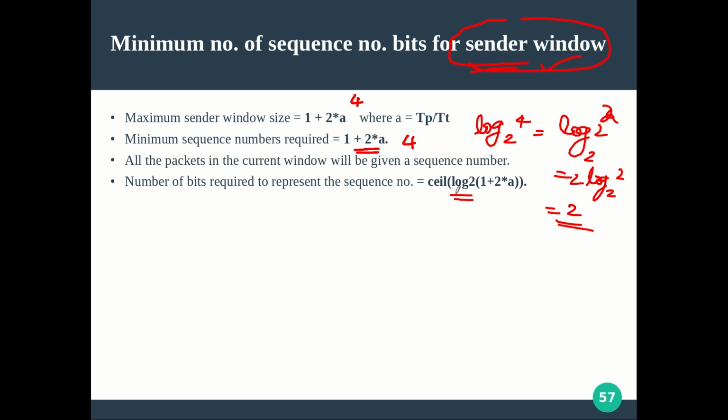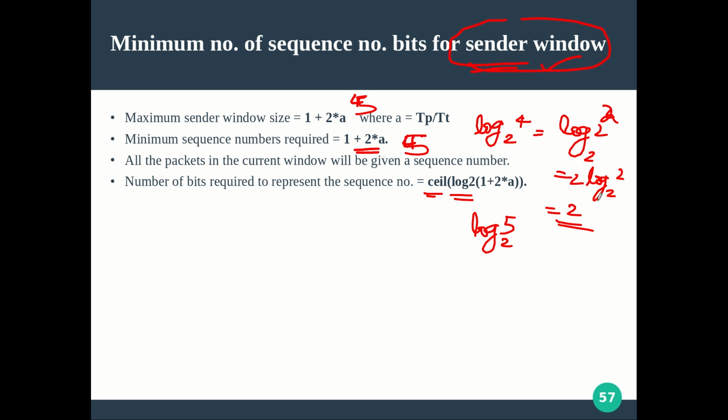Take the logarithm. Why you have to take the ceil function is because instead of 1 plus 2a, suppose you are getting 5. Okay. So if it is 4, it will work, because 4 you can write like 2 power 2. Now if you are getting 5, then what is logarithm of 5 to the base 2? You take your calculator and calculate for the time being. No need to go for a shortcut.